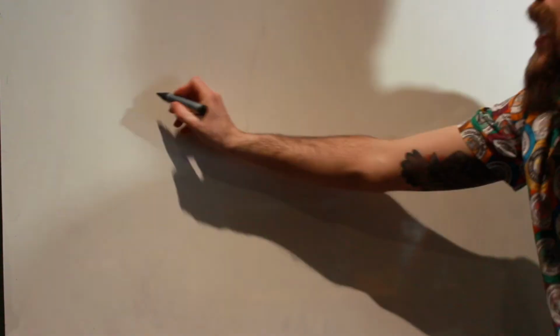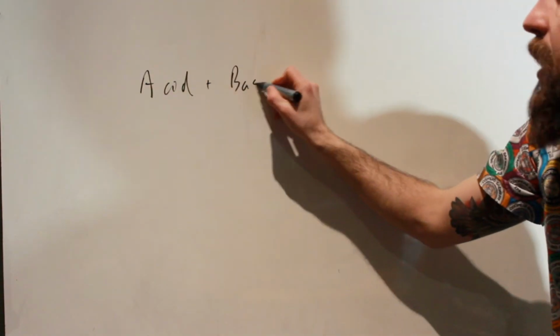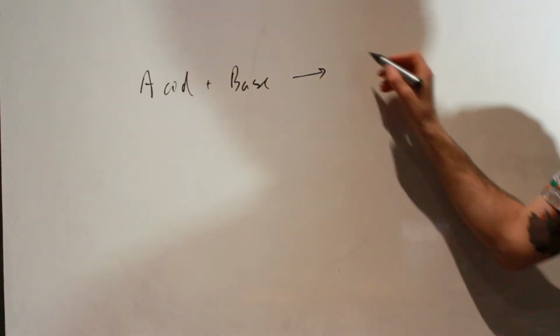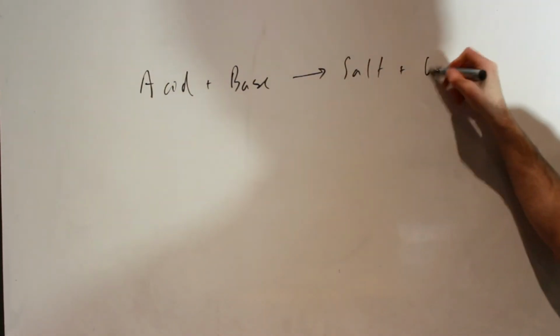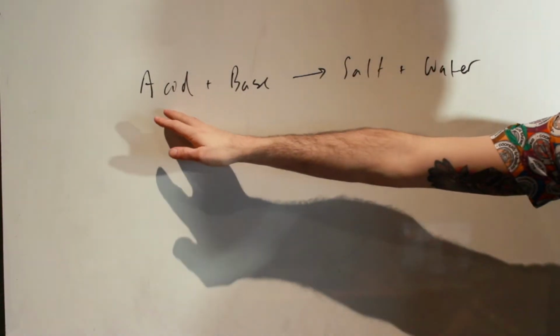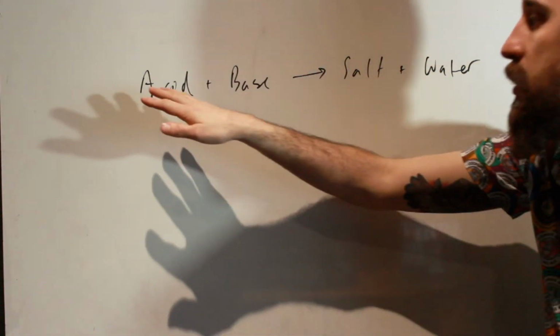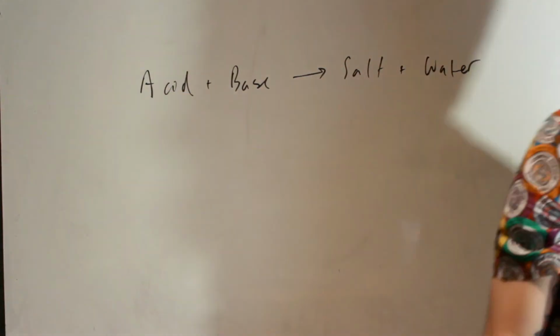So in our classic acid-base reaction, we have an acid, we react that with a base, and we form an ionic salt and water. So we can define an acid this way, as something that reacts with a base to form salt and water. Similarly, we can define a base as something that reacts with an acid to form salt and water.